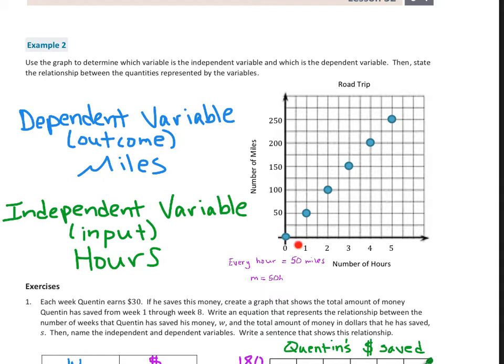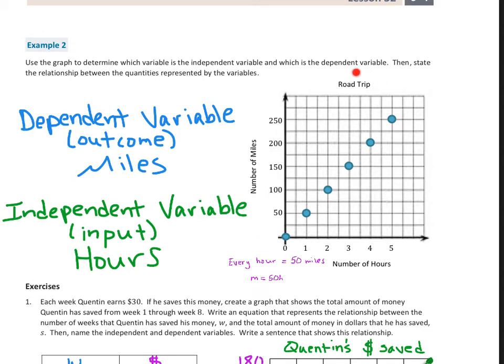And I got that by looking at my 1 hour and going here to 50 miles and saying, okay, 1 hour equals 50 miles. And so I can then say that 2 is at 100 and 3 is at 150. So for every hour, I'm multiplying it by 50 to get my miles. So my miles is my dependent variable because it's the outcome of multiplying 50 times my hours. The independent variable is my hours. So the hours are X, independent is X, and the dependent variable is miles.